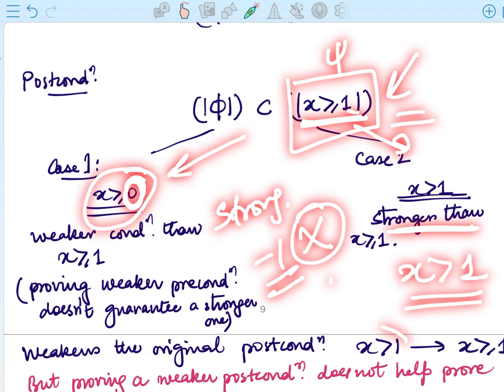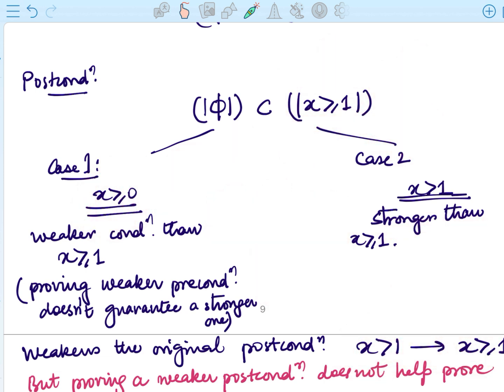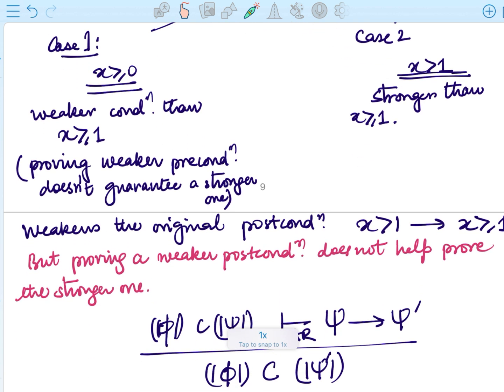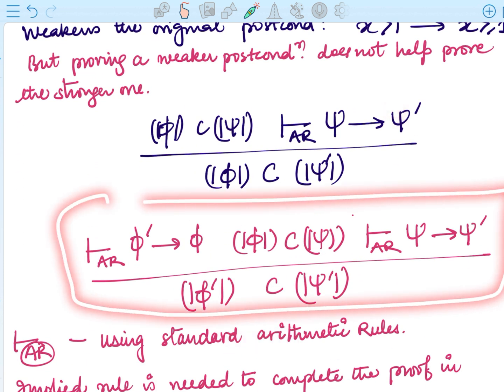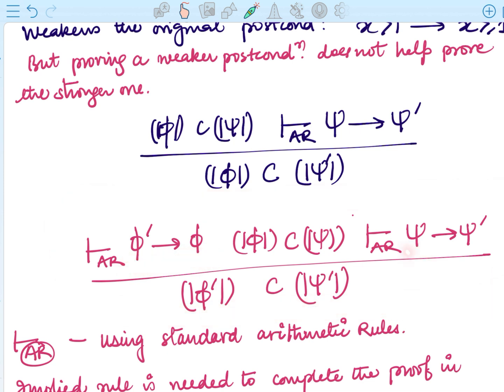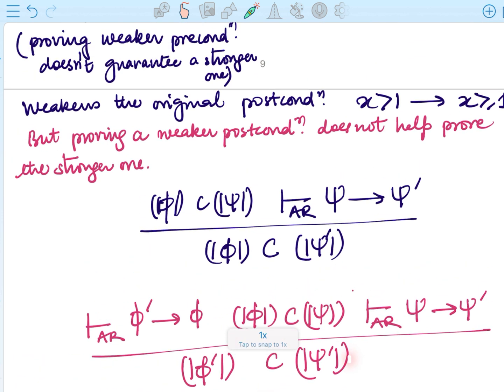So if you have a stronger postcondition, you can definitely say this one can also be true. If you have a stronger postcondition, you can definitely have a weaker postcondition be true. And this is how we generally have the rule for implication. So, if you have a stronger precondition, you can go to the weaker precondition. But if you already have a stronger postcondition, what you can do is go towards the weaker postcondition.